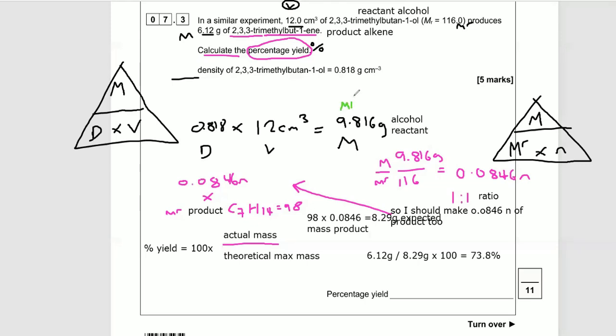So we'd have got M1 here of the 5 marks for working out the mass of alcohol reactant we started with, basically solving the density equation. Then converting that into moles of alcohol would be M2. The ratio is 1 to 1, so that's also our moles of product. And from there, you can work out the Mr, the expected mass, and the percentage yield.